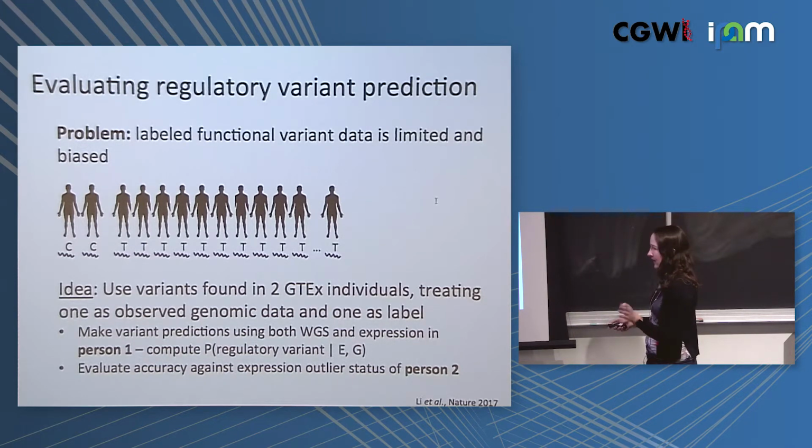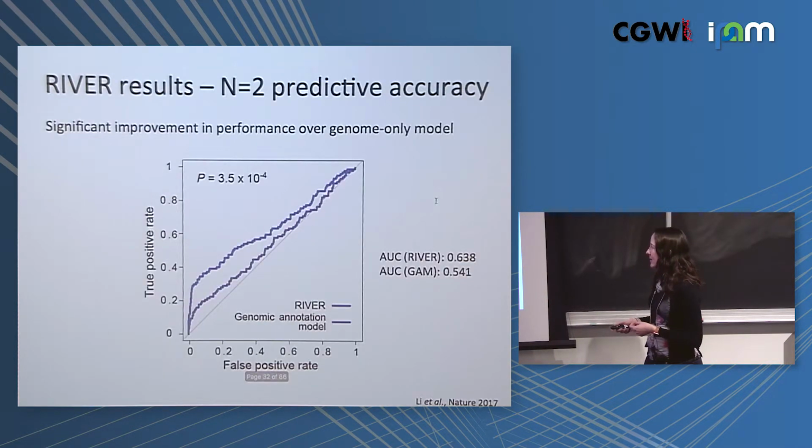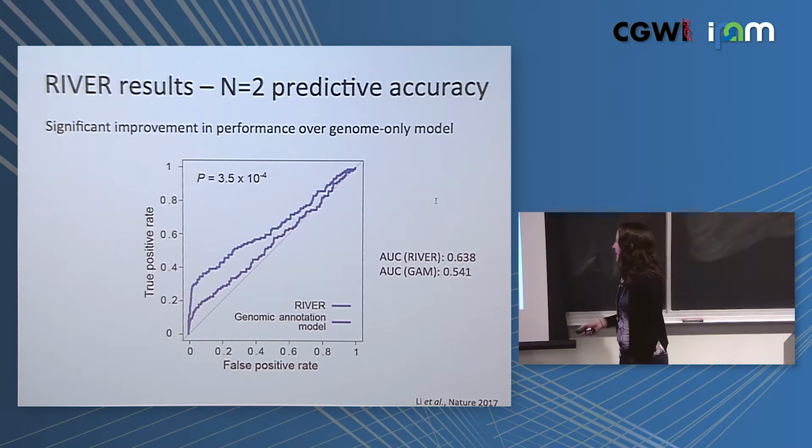Now we take our second person, person 2. We haven't used them in training, and we haven't used them in prediction, and we treat whether or not that individual displays extreme expression levels, so their outlier status, as a noisy label. So that's going to be one of our labels that we evaluate. Using this evaluation, we can then compute an ROC curve using, for example, RIVER in the blue, or we can restrict the model to only use genomic annotations. So here we're imagining that we did not have RNA sequencing data available and computing a posterior there. And you can see that the RNA sequencing information added to RIVER gives us a big boost in performance.